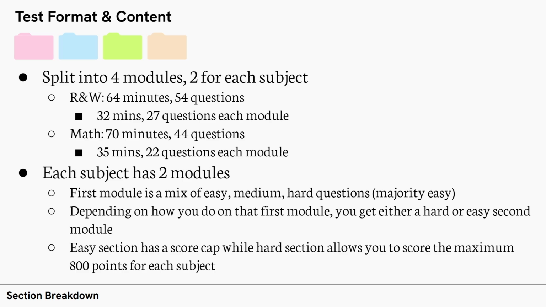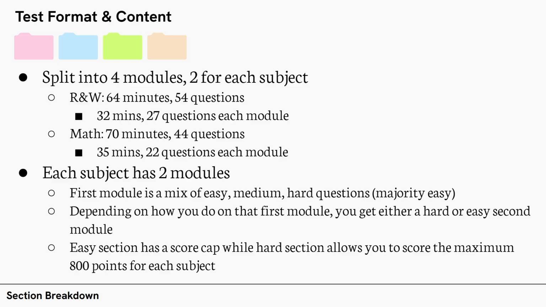And as you can see on the screen, reading and writing is 64 minutes long with 54 questions in total, and that's going to be spread evenly across 2 modules. And the same thing for math, it's just math is a bit longer with fewer questions. The first module is going to be a mix of easy, medium, and hard questions, but it's going to be a majority of easy questions. So it's going to be around 80% easy questions.